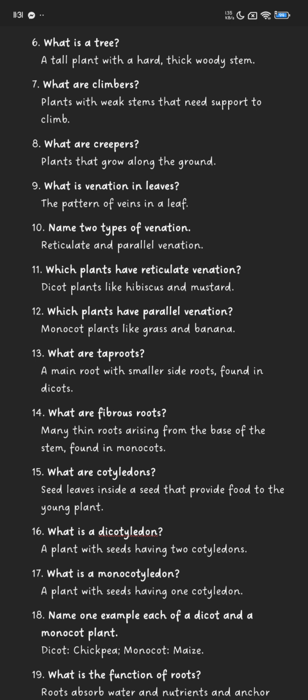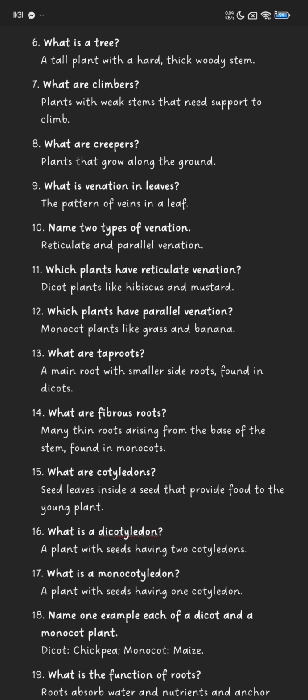Which plants have reticulate venation? Dicot plants like hibiscus and mustard. Which plants have parallel venation? Monocot plants like grass and banana. What are tap roots? A main root with smaller side roots found in dicots. What are fibrous roots? Many thin roots arising from the base of the stem found in monocots.